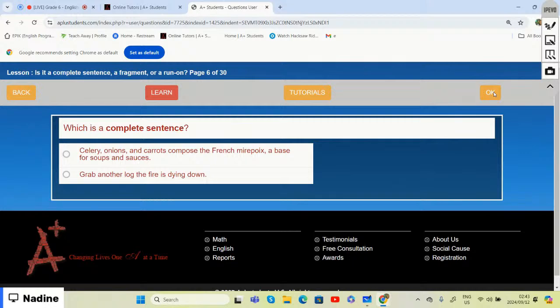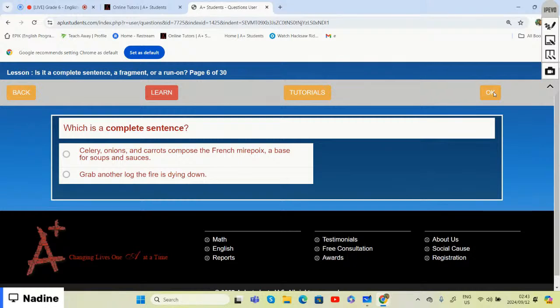All right, which is a complete sentence with both subject and verb? It says, celery, onions, and carrots compose the French mirepoix, a base for soups and sauces. Or option two, grab another log, the fire is dying down. Which is a complete sentence? Option one or option two?